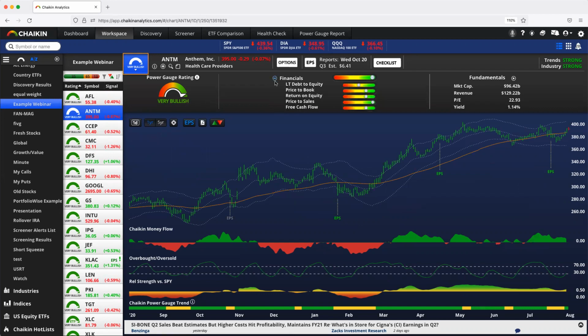So let me give you an example. Long-term debt to equity, the first item under financials. We will check the long-term debt to equity for every stock in Chaikin Analytics, some 4,000 or so. We will then compare the long-term debt to equity calculation to the other stocks. For stocks in the Russell 3000, we compare almost everything to the entire Russell 3000.